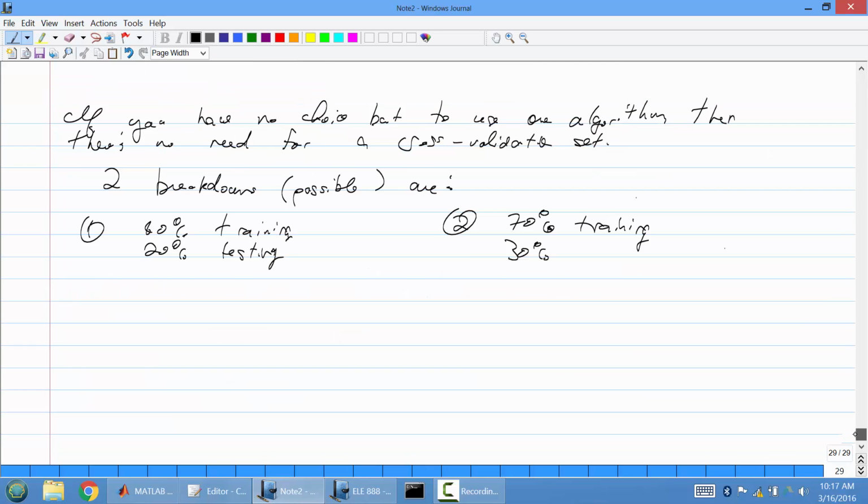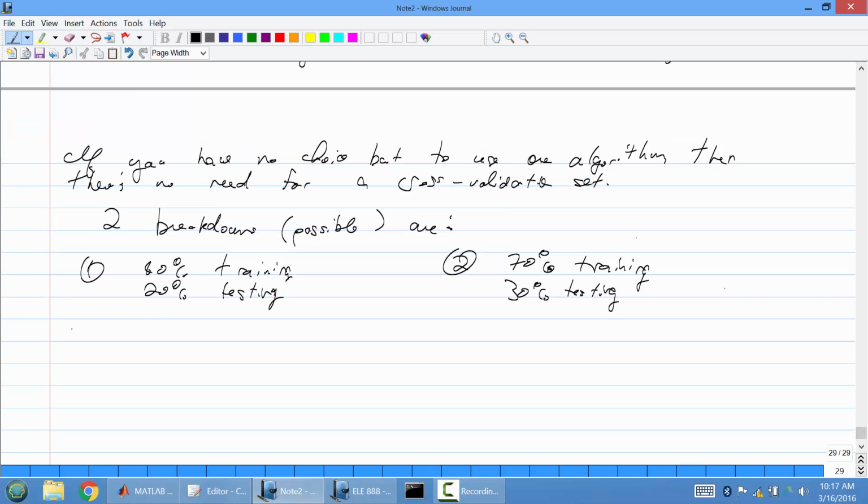So by fluke, what we've done here is acceptable practice, because we're focusing just on one algorithm. Okay, but if we have several algorithms to choose from, then the cross-validation set is important. So you can use that to figure out which algorithm you want to choose in the end. Okay, so that's finished that topic.